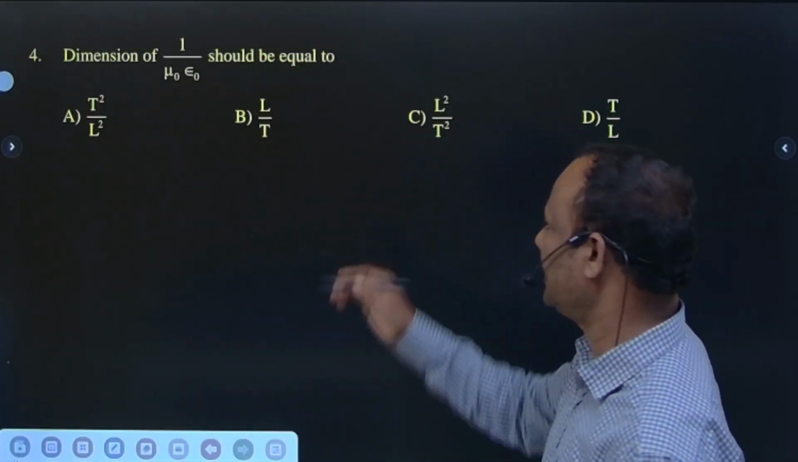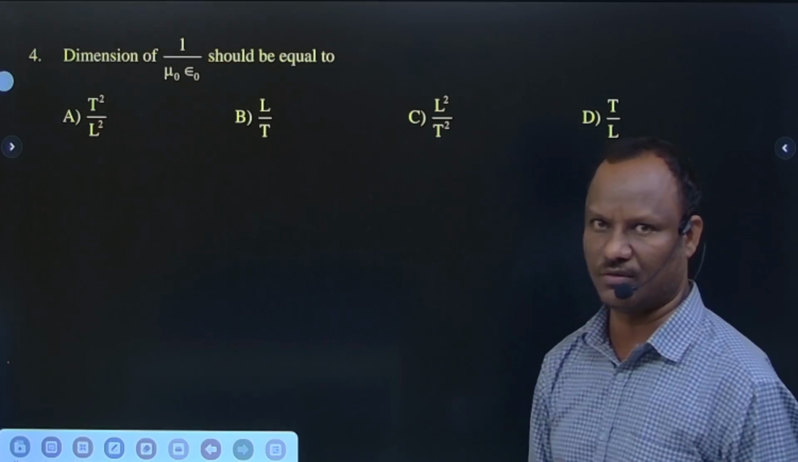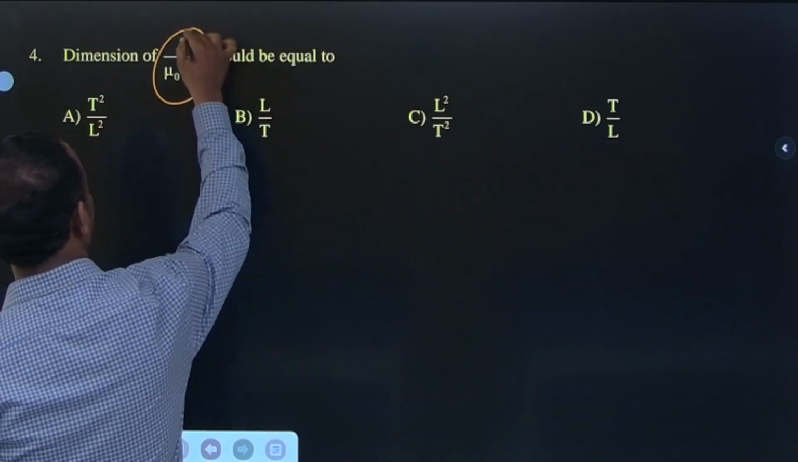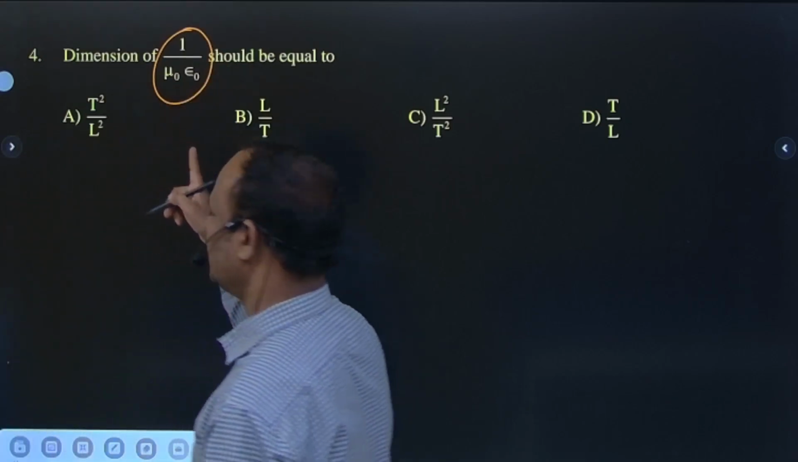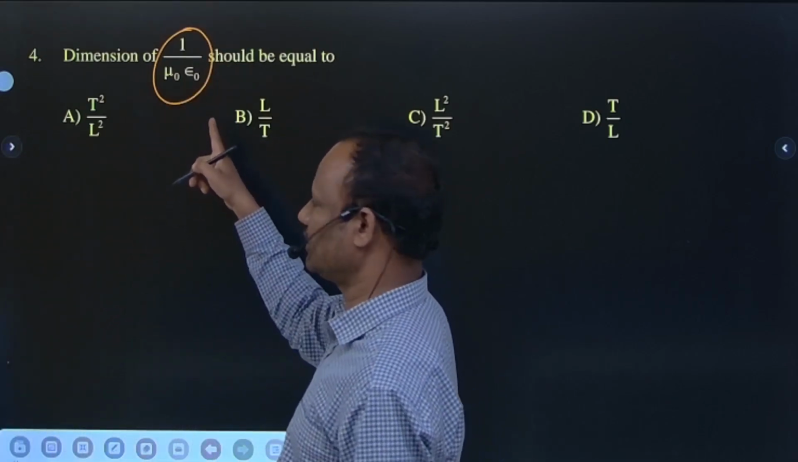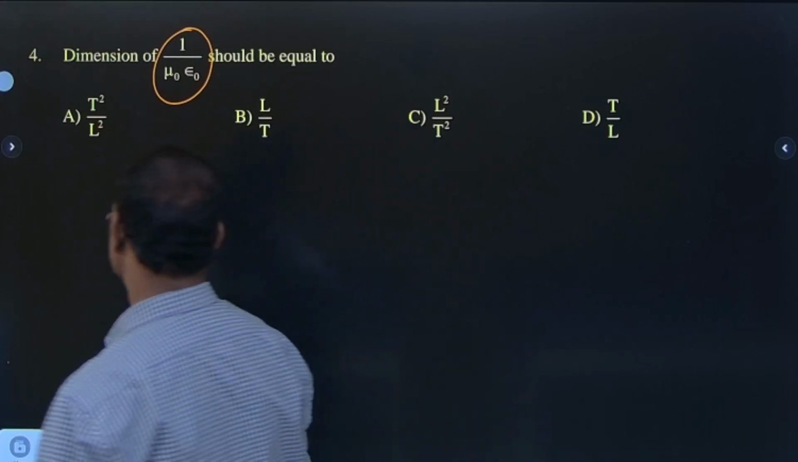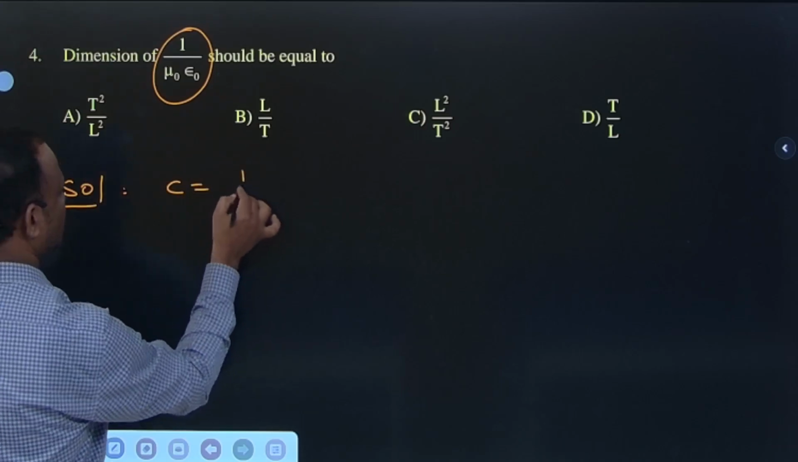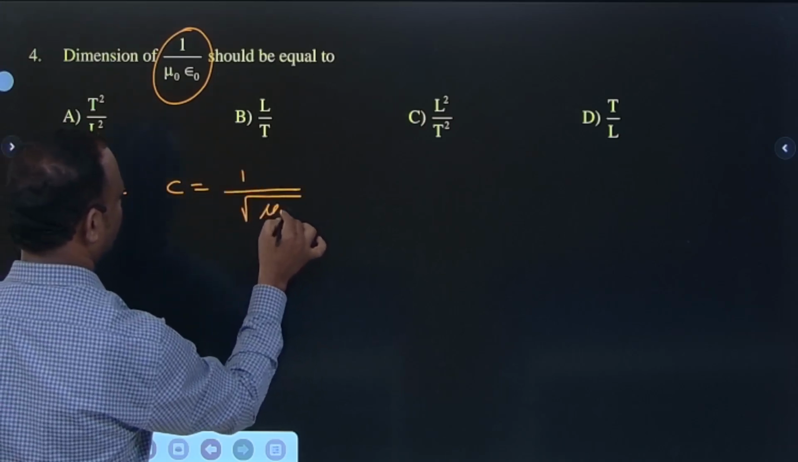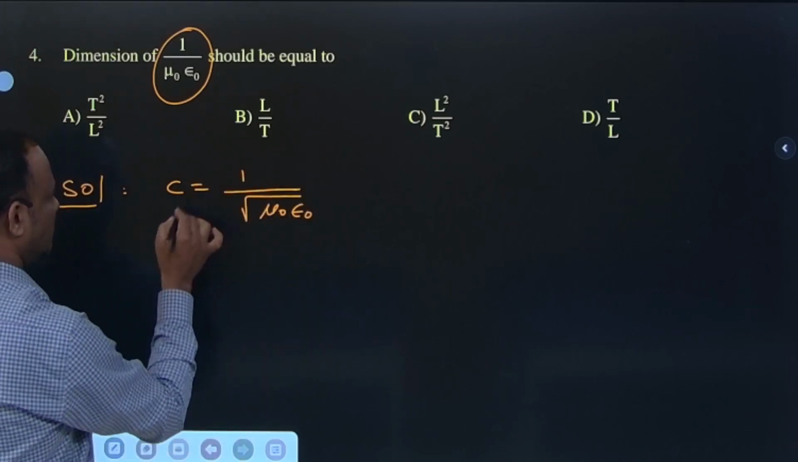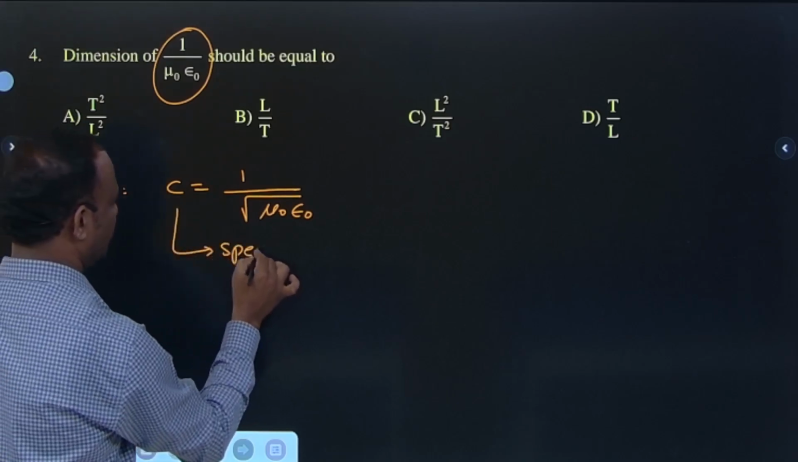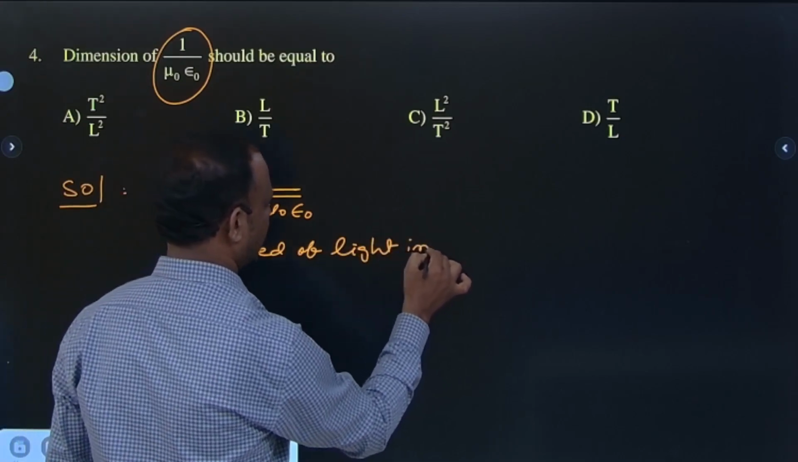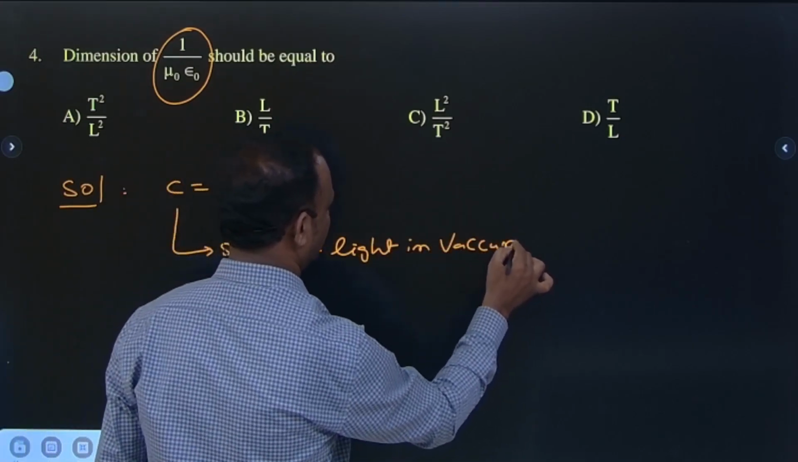Dimensions of 1 by mu naught epsilon naught should be equal to what? Here you should know this: mu naught is the permeability of free space, and epsilon naught is the permittivity of free space. We have a relation for this: C is equal to 1 by the square root of mu naught epsilon naught, where C stands for the speed of light in a vacuum.